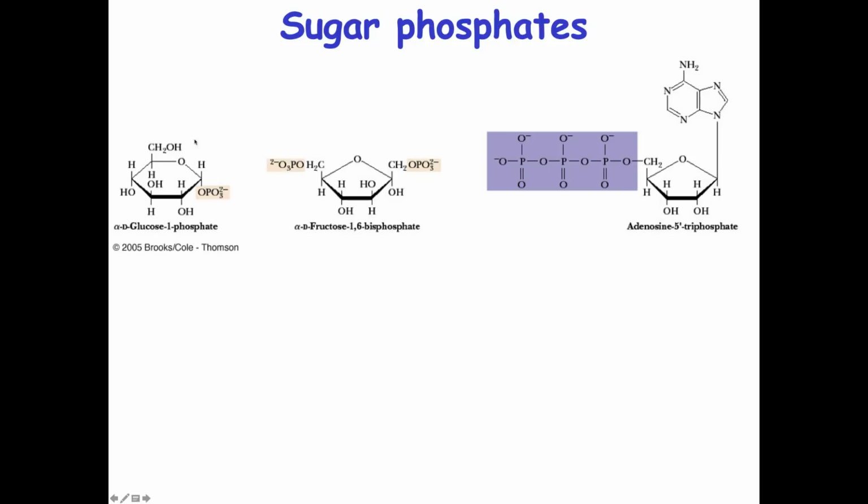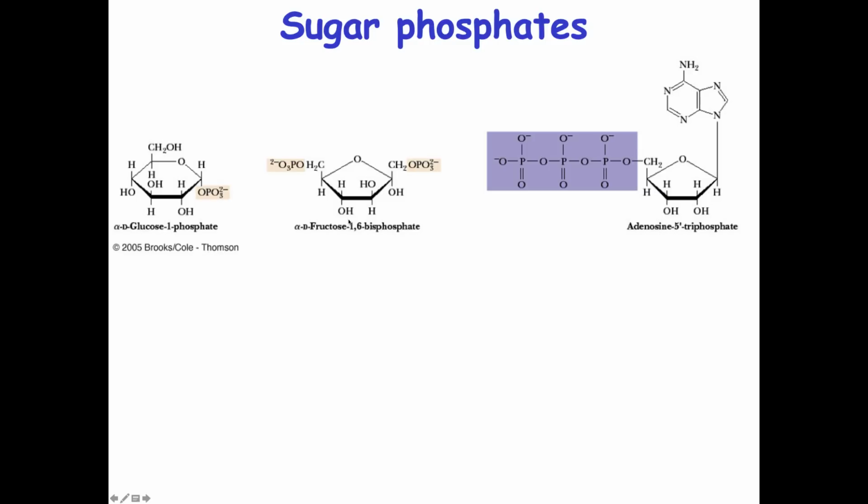So here are some sugar phosphates, which is the first group that we'll talk about. So this is alpha D-glucose 1-phosphate. This is the first step in glycolysis. The glucose gets phosphorylated, and that traps it within the cell.